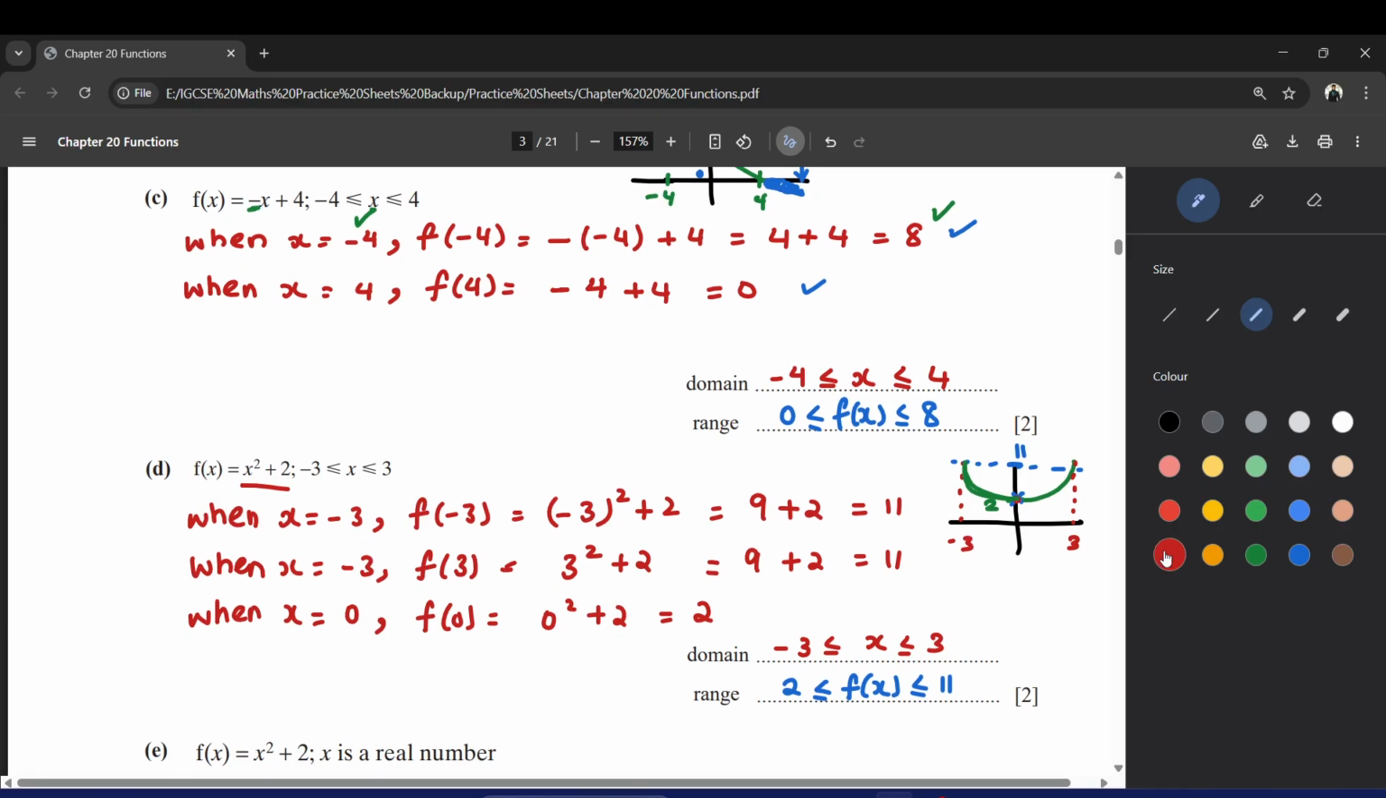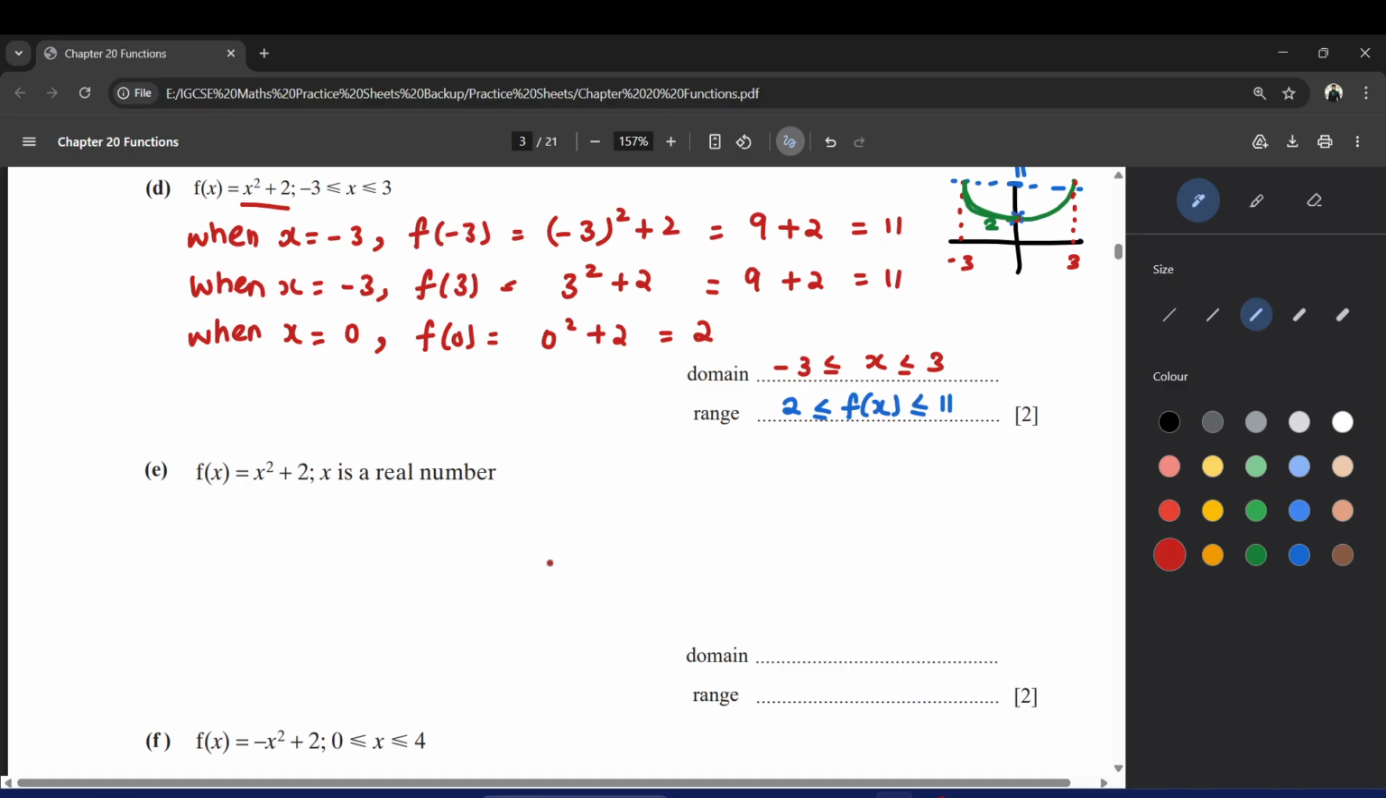All right, and then the next one is f of x equals x squared plus 2. Again, we have a similar situation. Actually, we don't have a similar situation. Look over here. It says x is a real number. That's all it has told you. If you remember from our previous video, when it tells you that x is a real number, it means x can take any value up to infinity, positive or negative, because nothing has been defined here. So how do we express that?